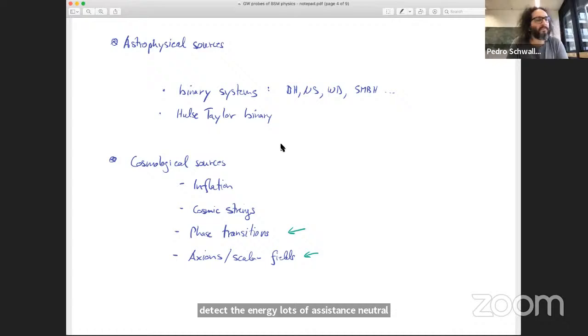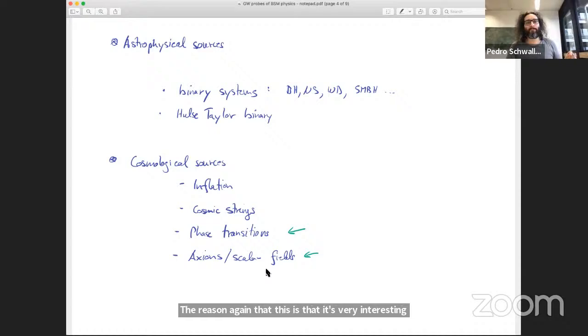Now, what I will focus on now are cosmological sources of gravitational waves. So not gravitational waves that are emitted by astrophysical systems now-ish, but instead gravitational waves which were emitted in the very early universe, very shortly after the Big Bang. For example, by the dynamics of inflation, by cosmic strings, by phase transitions, or by the dynamics of scalar fields and axions.